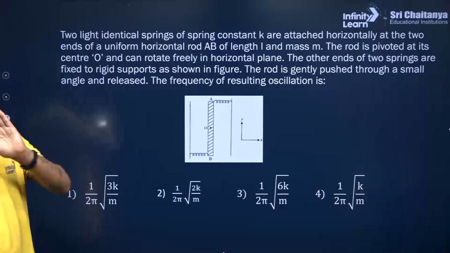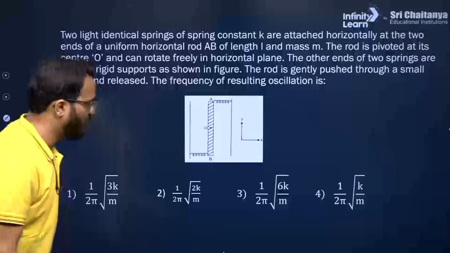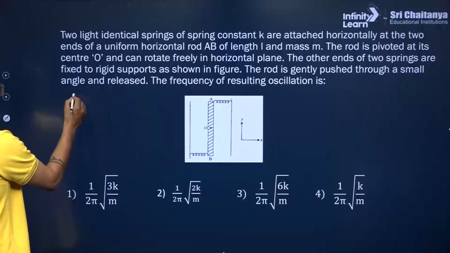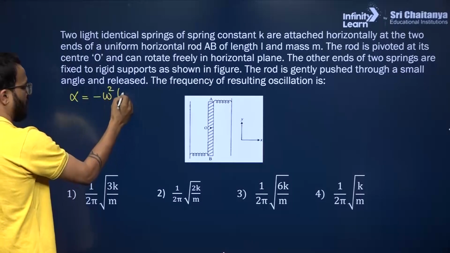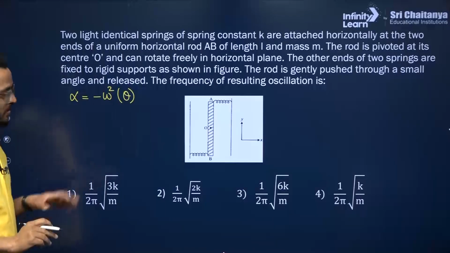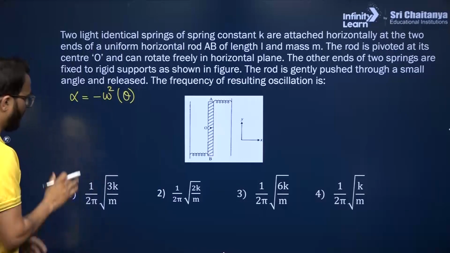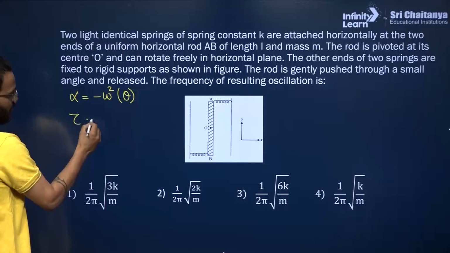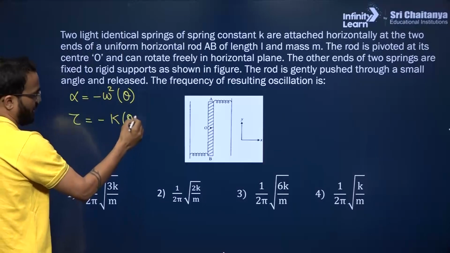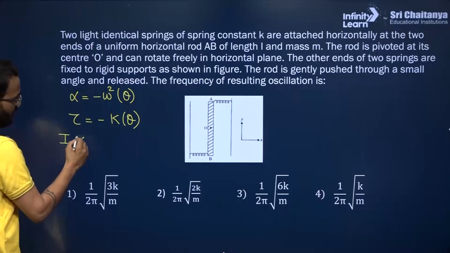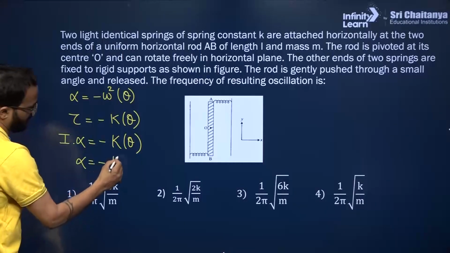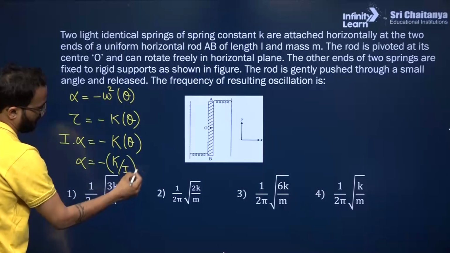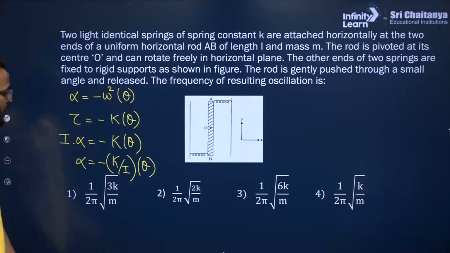See, for rotational or angular SHM, the concept is angular acceleration alpha must be equal to minus omega square into theta. If you somehow get this equation, then there is no problem. But how do we get this equation? We find out tau. Tau must be minus k into theta, something like that. Then tau will be I alpha. Somehow we get alpha is minus k by I into theta. Okay. So this is what we have to do in this question overall.